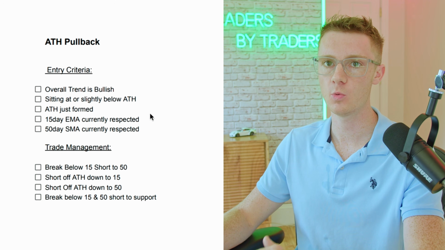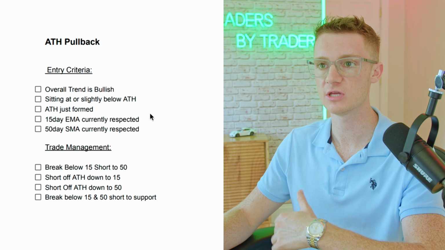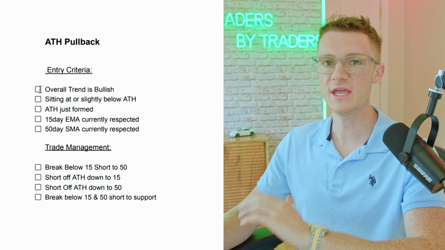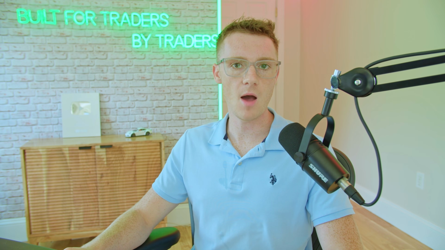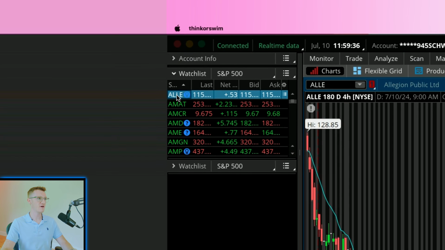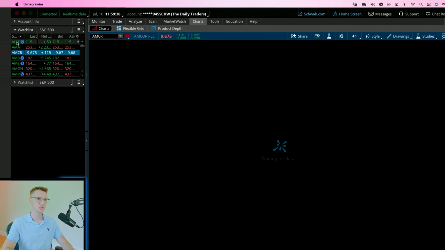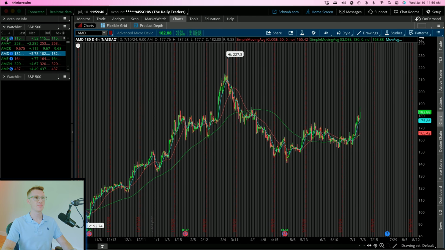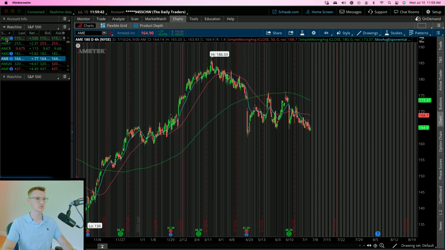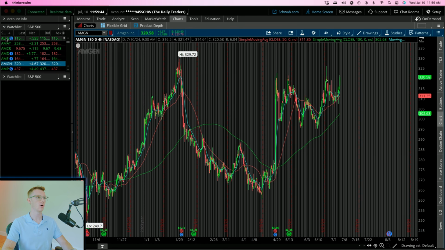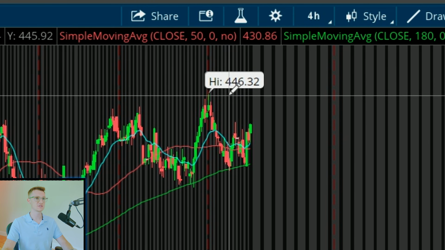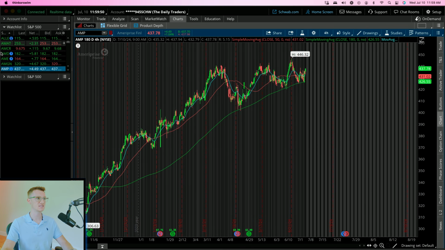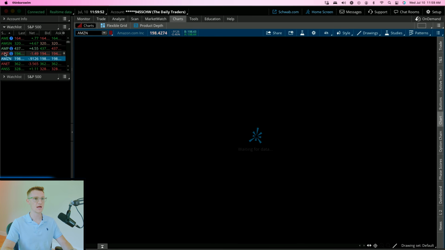Entry criteria: when we're looking through these charts visually, what we want to see is that we can check off preferably all of these boxes. Now I'm going to start by looking through the S&P 500, and we are going to be visually looking for a chart that has just or recently formed an all-time high. Okay, you can see how it says high at 446. We want to see a chart that is sitting at all-time highs.